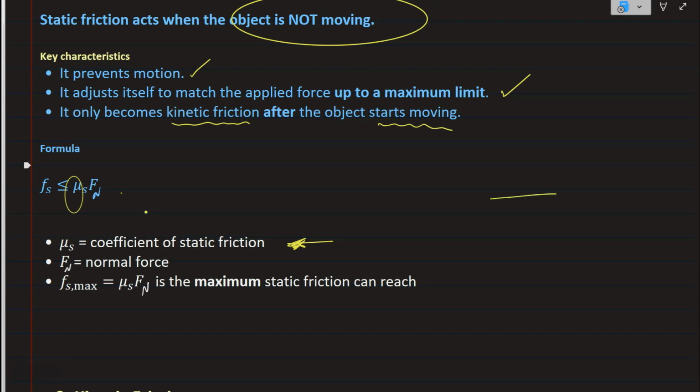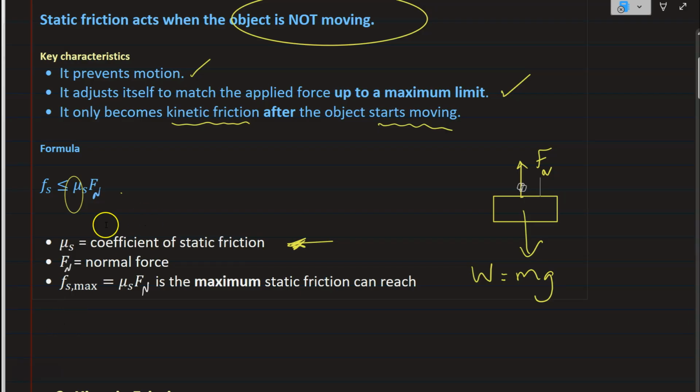And remember, the normal force is always opposite of the downward force mg, which is the weight w, and is vertically upward, F, and that's the normal force. Okay, and that is the definition of the static friction.